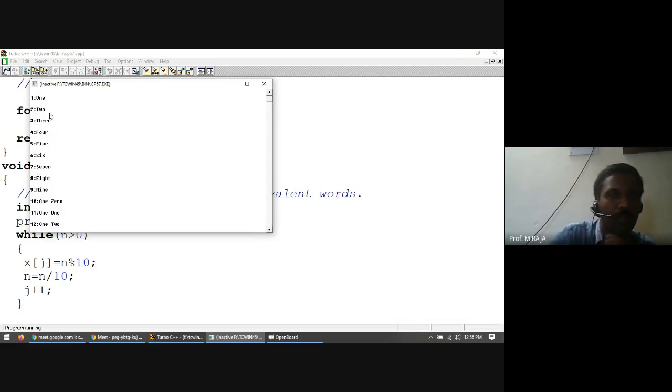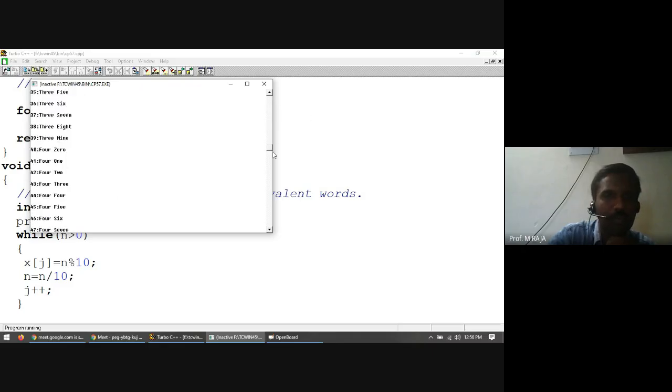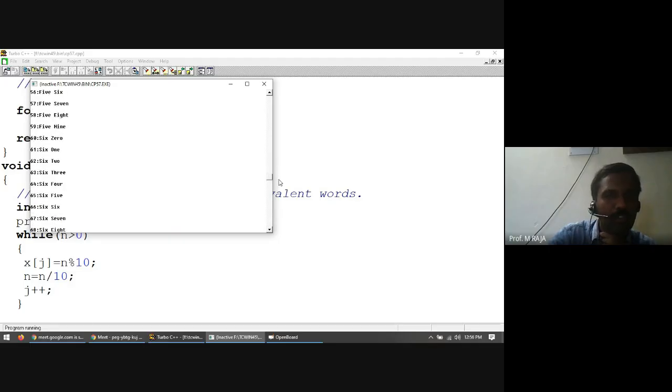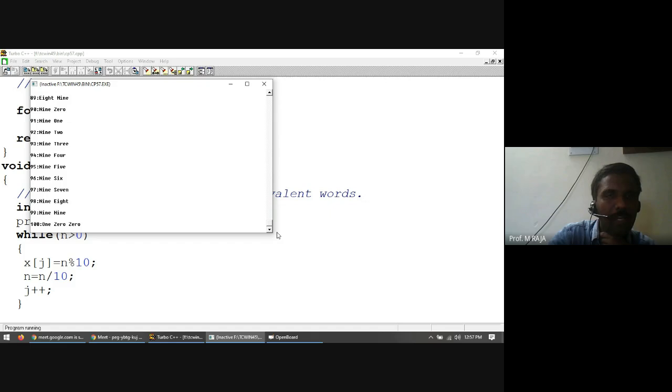1 colon 1, 2, 2, 3, 4, 5, 6, 7, 8, 9, 10, right? It should be printed as 10, 11, 12. Then check for some numbers, say 50, 60, 70, 80, 90, 100. We have printed the results in the correct way.